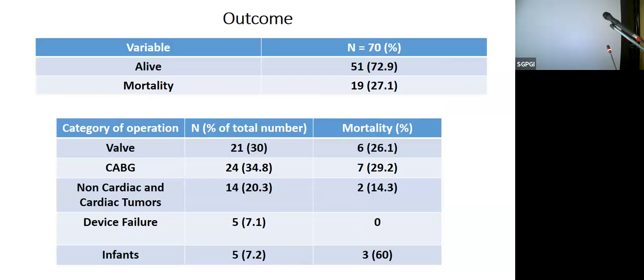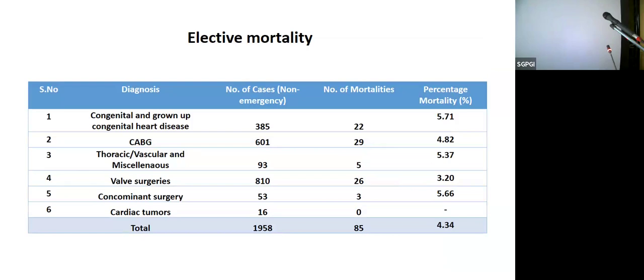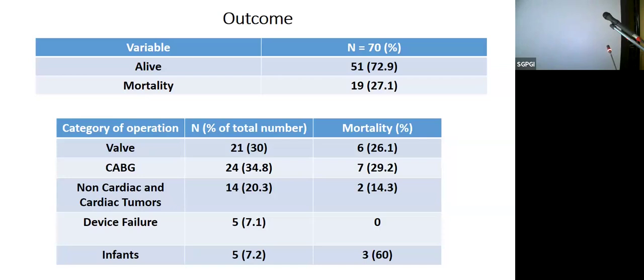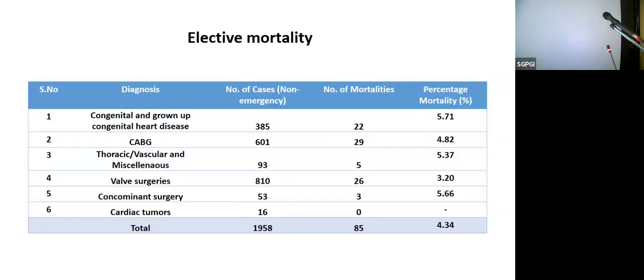Then the mortality percentage was 27 among these 70 patients. Out of these, you can say maximum mortality was in neonates. Those numbers are less, 60%. And the reasons I have already explained. Then in CABG cases it was 29% and valve cases 26%. This is the emergency mortality, that was nearly 27%. This is our elective mortality, that is 4.34%.